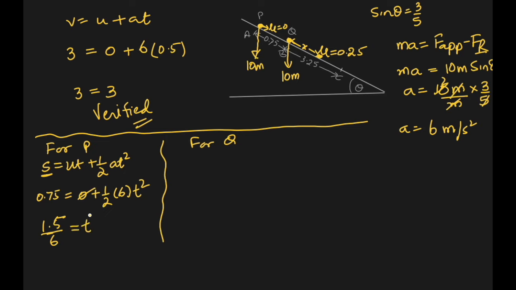Equal to t squared. Rather, we could have done this one here. So, okay, we're done, no problem. 1 over 4 is t squared. So t comes out to be the square root of 1/4. We can't take the negative, so half a second. Half a second it takes to reach point B.